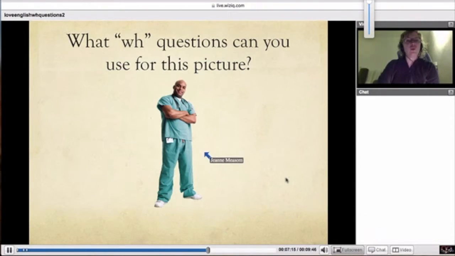What WH questions can you use for this picture, do you think? To find information out about, because remember, the WH questions are about gathering information. So what questions can we ask? The WH questions can you ask for this picture to gather information?